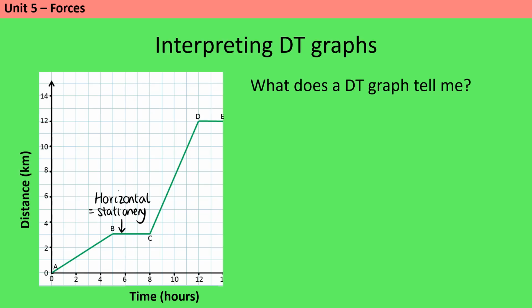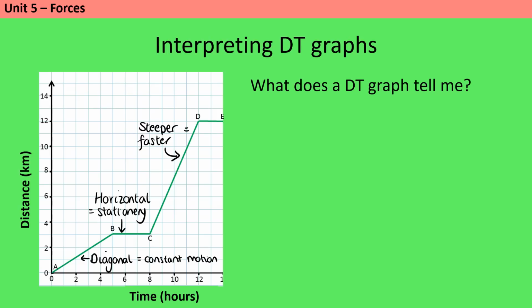If we now look at the section from A to B, I can see that it started out at the starting point at 0 kilometers away, and it's finished up 3 kilometers away. So obviously it has moved. The fact that the line is diagonal tells me that it's moving at a constant speed. So it's not accelerating, it's not decelerating, it's just going at this one constant speed. And then if I look at the line from C to D, I can see that it's steeper, and this tells me that although this object is again moving at a constant speed, it's now moving at a faster speed than it was before.